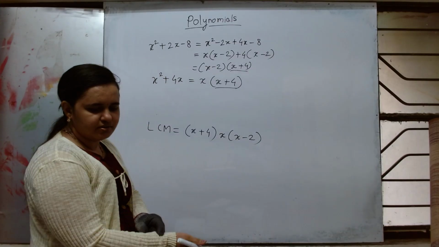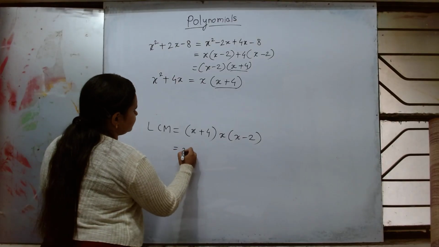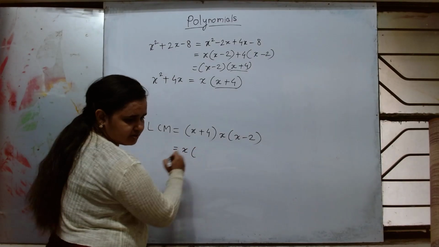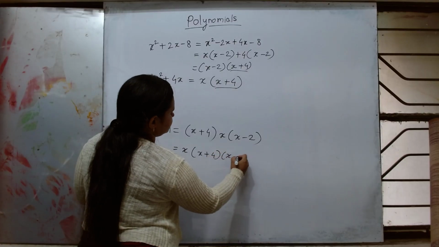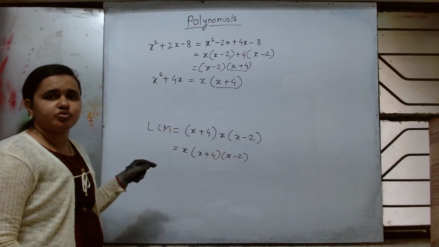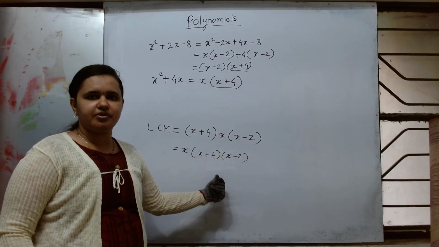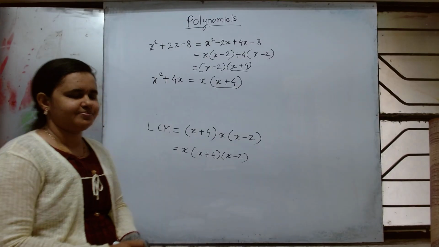So the options are given in this form. If we write first x, then x plus 4, then x minus 2, so the option is the first one. LCM is x into x plus 4 into x minus 2. Okay.